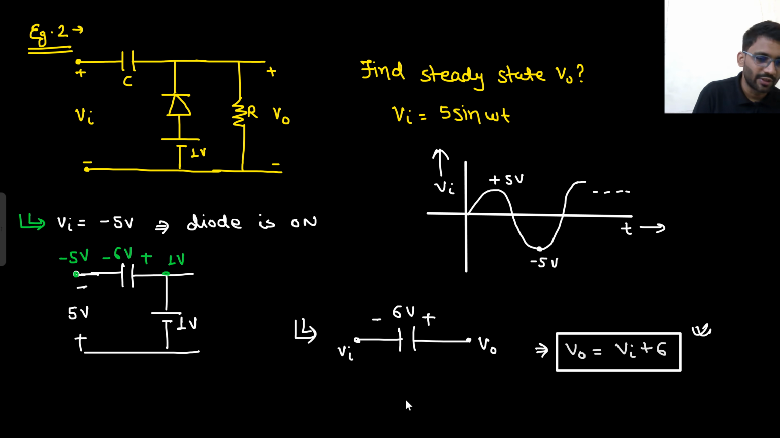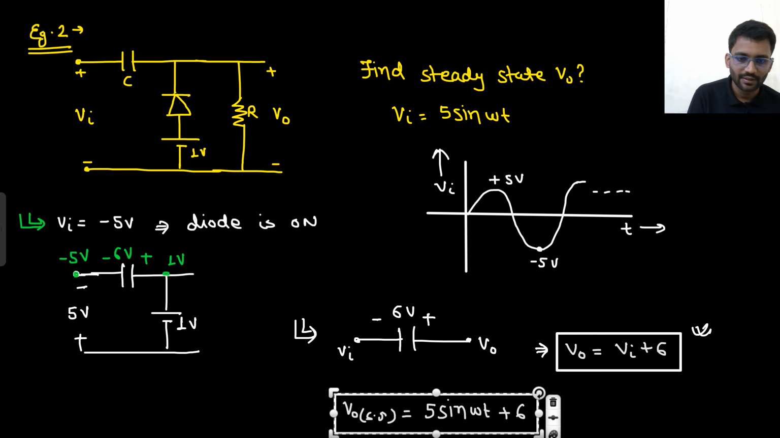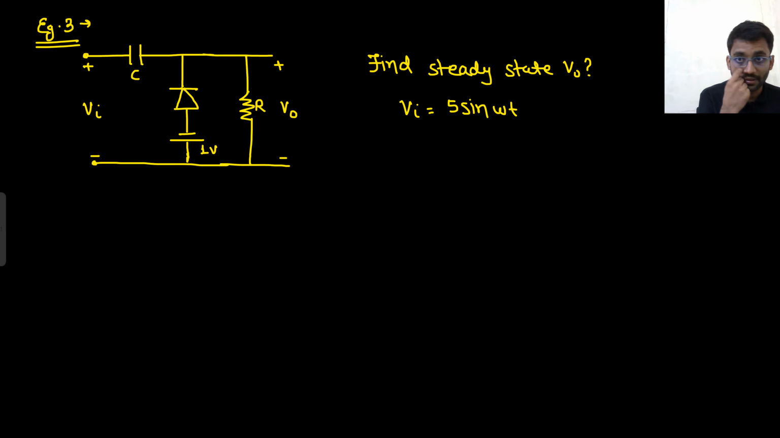So your steady state output V0 steady state, I can write that as 5 sine omega t plus 6. That is our V0 steady state. That's it. So these kinds of questions they can ask in the examination. Well and good, you are following it up.